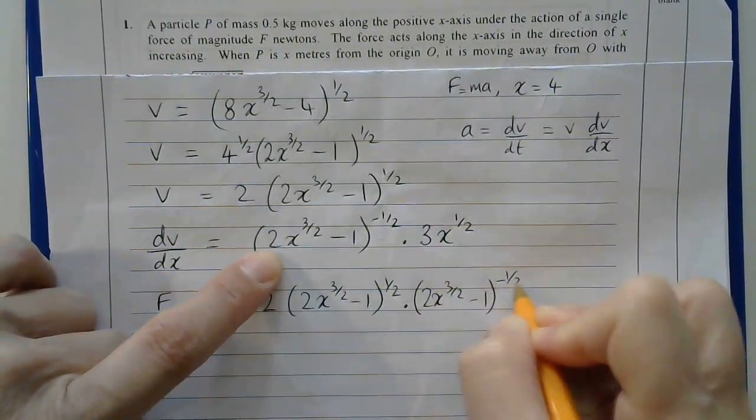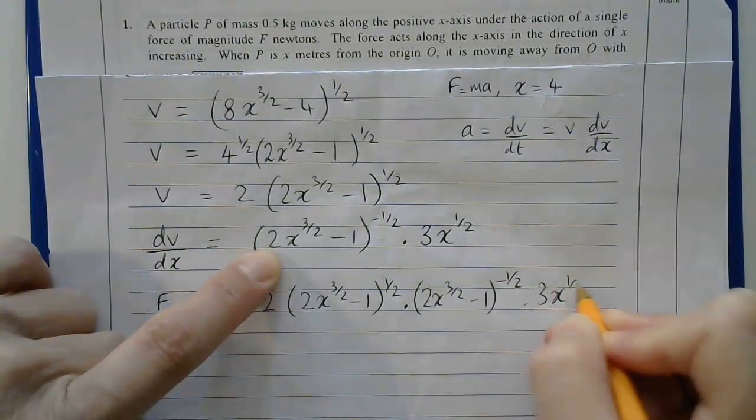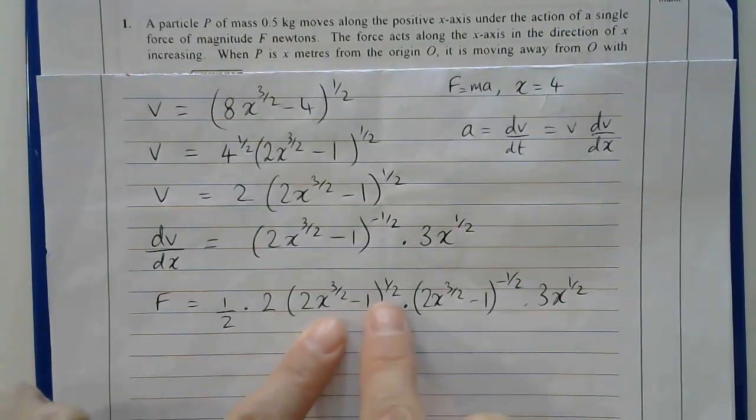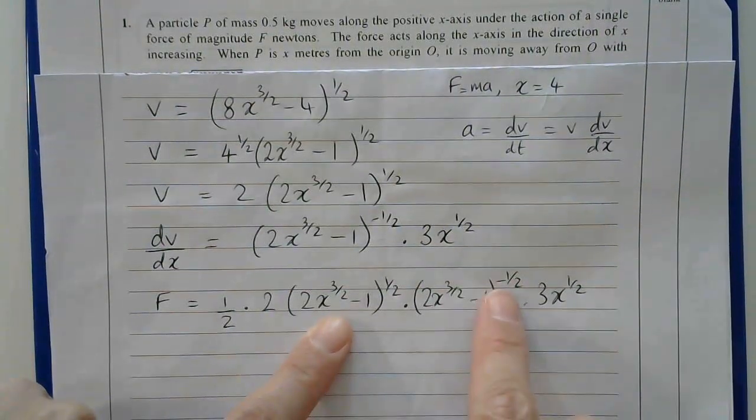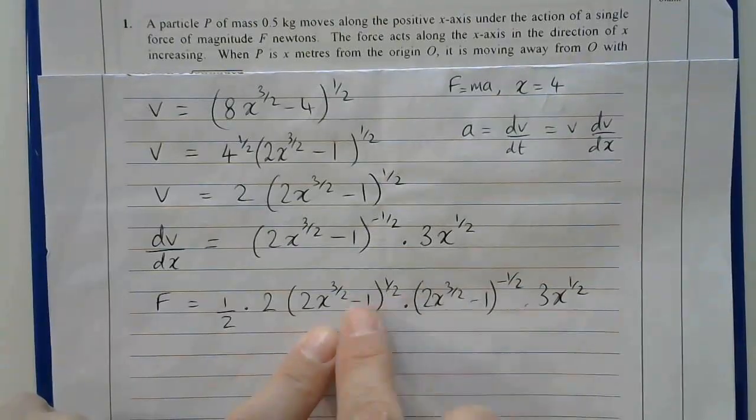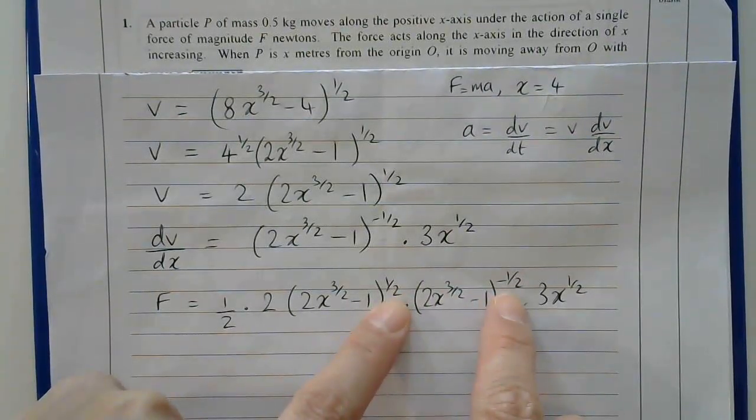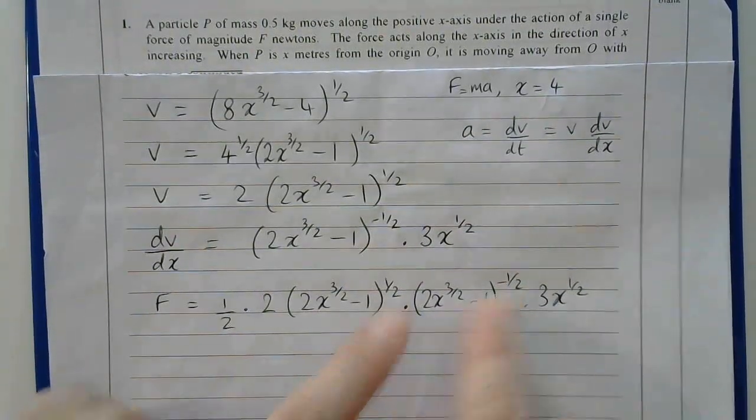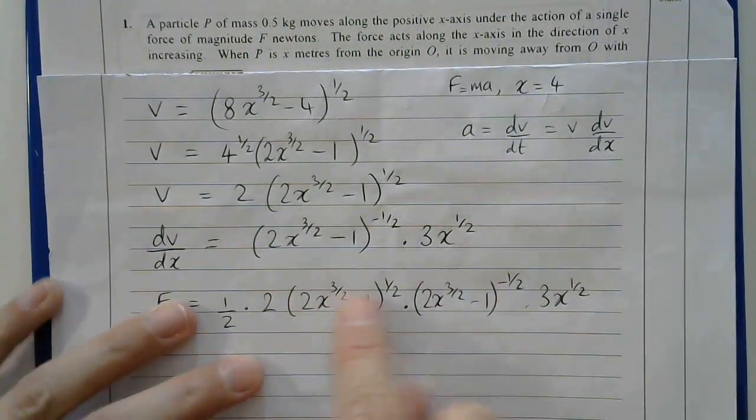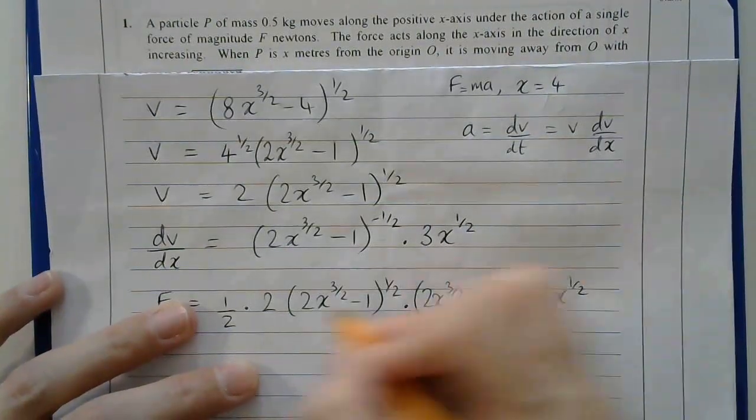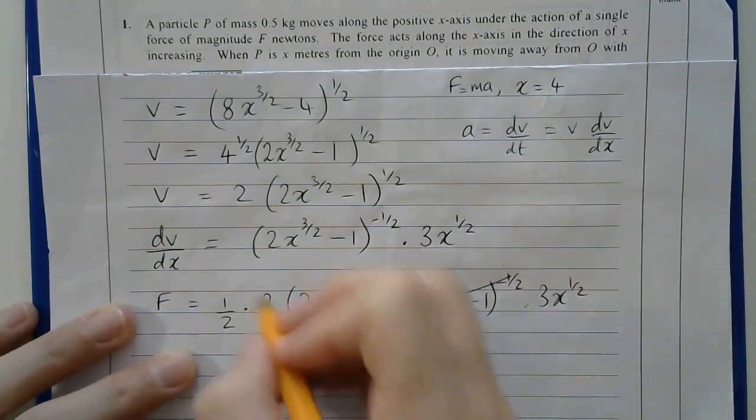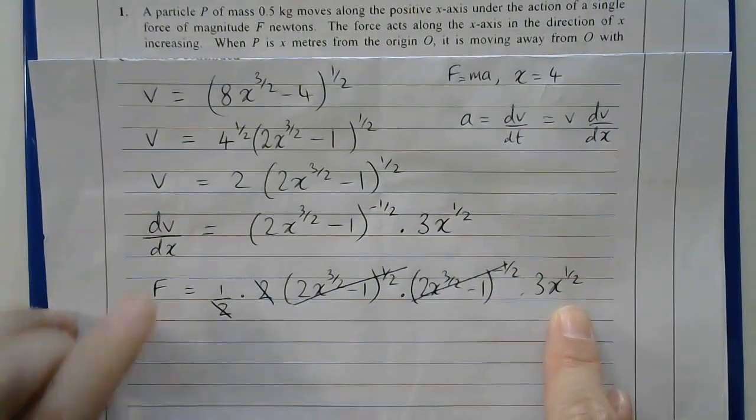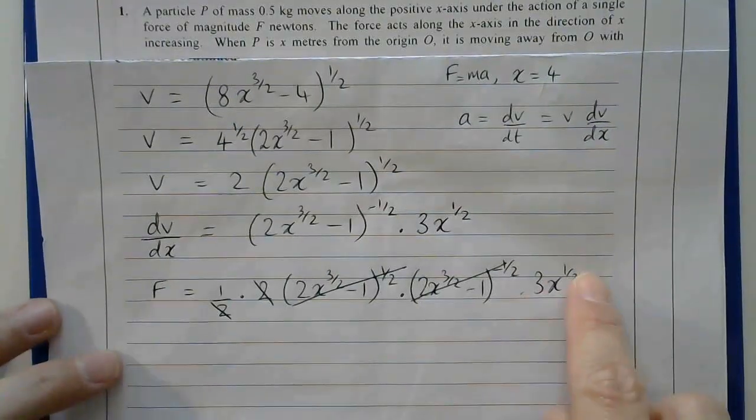And what you might notice here is that we have the same bracket here and here, but this one is to the power of a half, this one is to the power of a negative half, so you can combine these and add the indices together. So a half plus negative a half would make 0. So basically I have this bracket to the power of 0, which will be equal to 1. So this will cancel, the 2s will cancel here, and so I have that F is this value here.